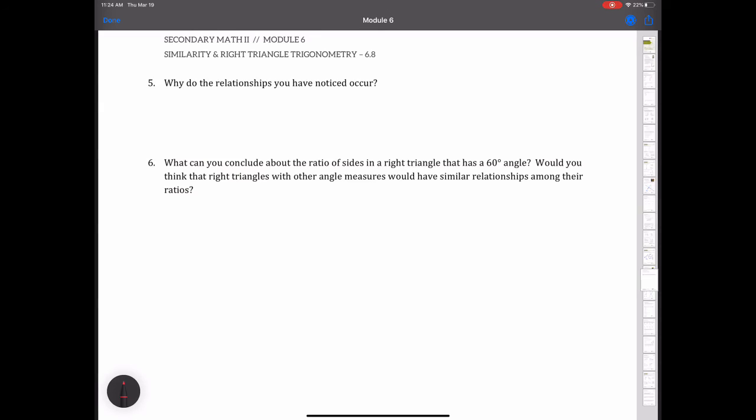Would you think that right triangles with other angle measures would have similar relationships among their ratios? Well, what do you think? If 30-60-90 triangles are all similar, where 30 is the missing angle so far in our 60-degree right triangle, what about other right triangles? I would say yes, those will have equal ratios and similar relationships among those ratios because the triangles themselves are in fact similar.